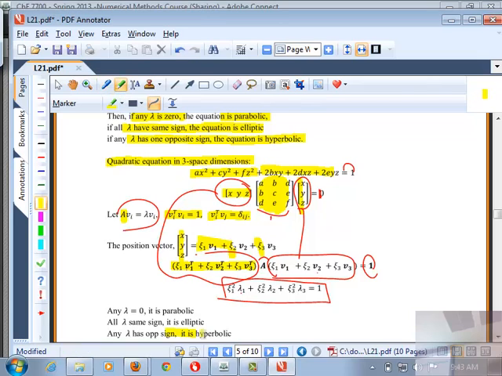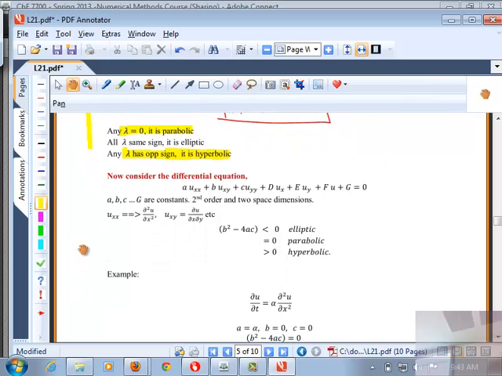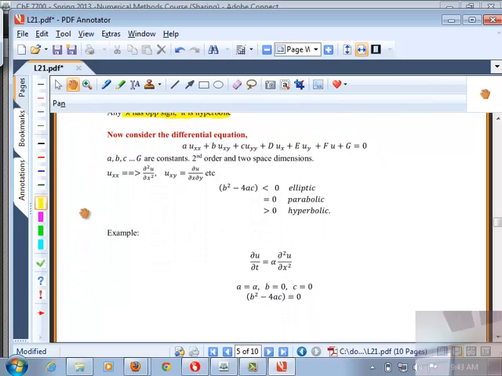Okay, so the same concepts. Now we are applying it to differential equations. So u_xx stands for the second partial derivative of u with respect to x. Similarly, u_xy would be the derivative of u with respect to x and y. So once again, these terms do not contribute. It's only the second derivative terms, the first three terms, that contribute to the classification.